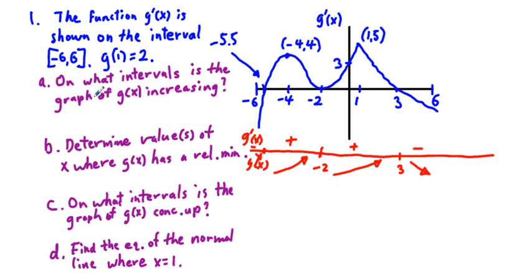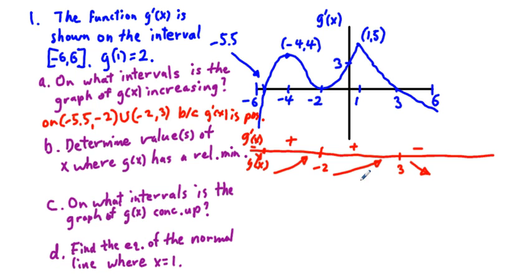So to answer this question, at what intervals is the graph of g of x increasing, we would say on -5.5, comma, -2, and you can just put "and" or union, -2 to 3, and for justification we'd say because g prime of x is positive.